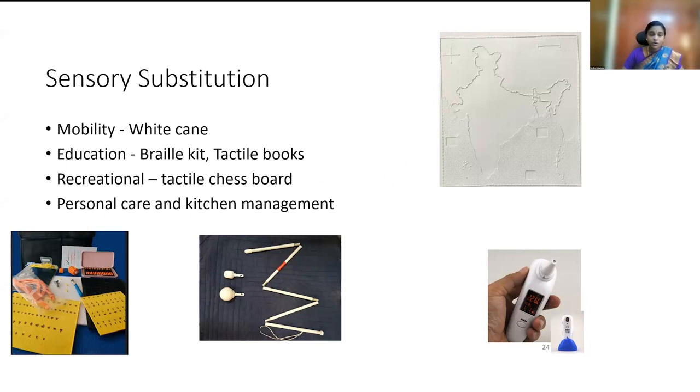But there are auxiliary attachments like rolling marshmallow tips or rotating ball tips, and even smart canes, which are auxiliary attachments to the existing white cane. But the white cane, because of the tactile sensation, proves a useful sensory substitution device. When it comes to education, there are universal braille kits available and tactile books with drawings, which help children understand shapes and also read and write.